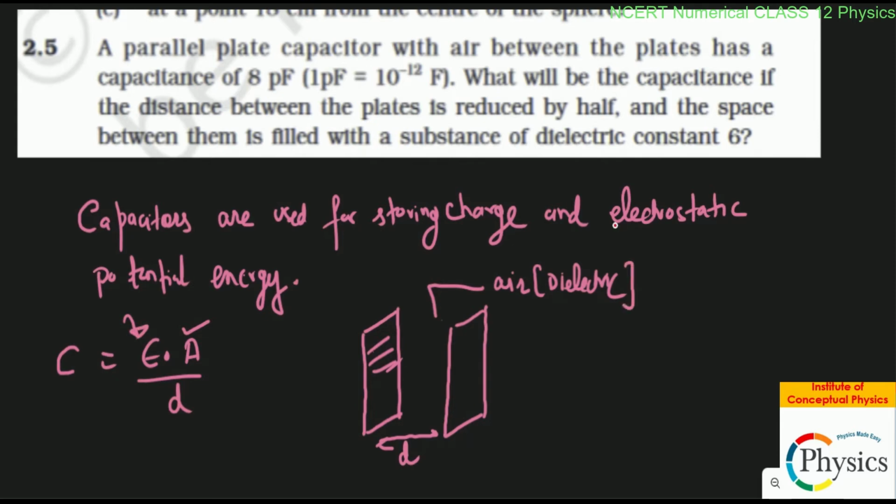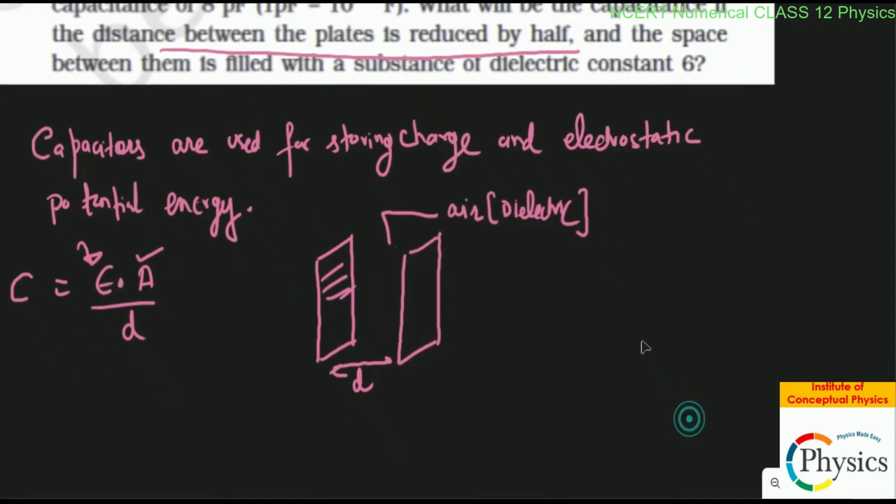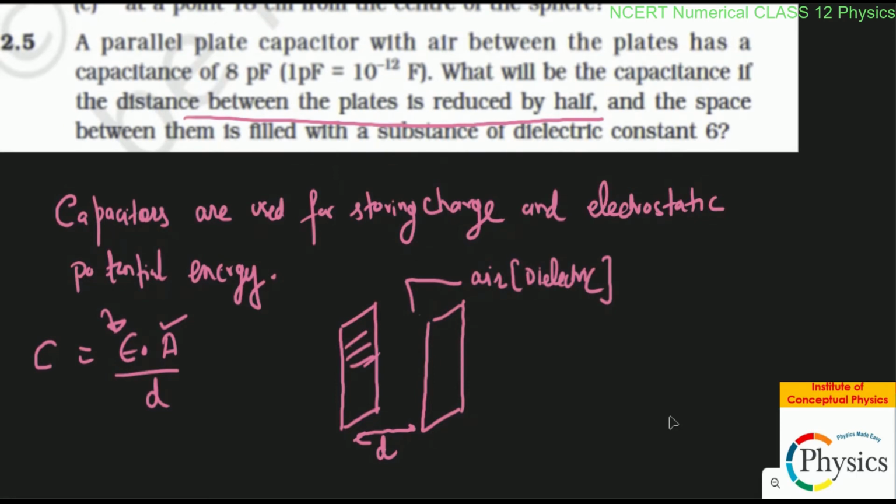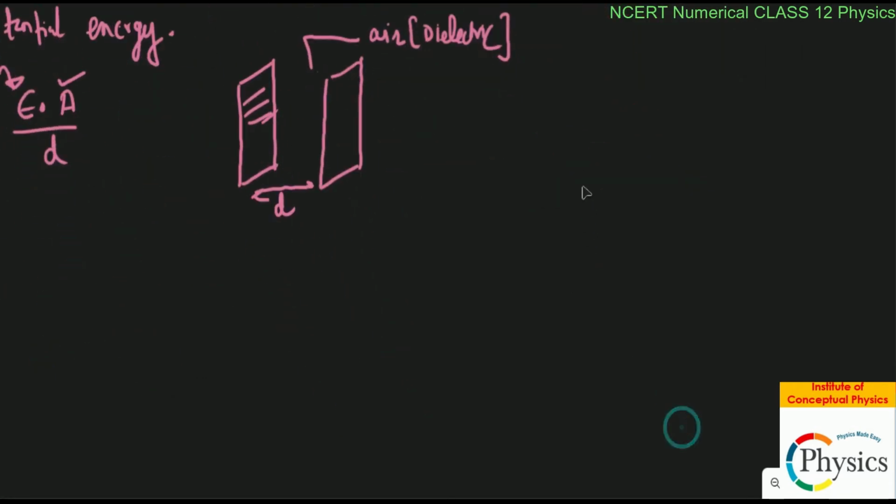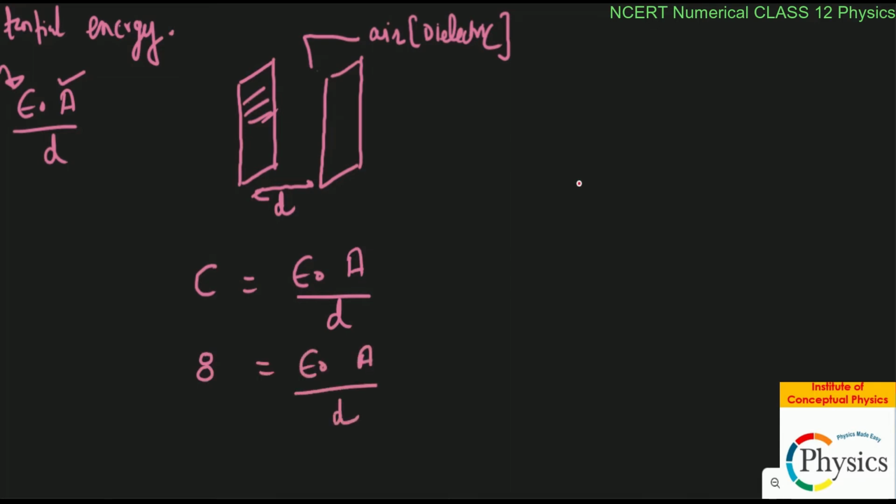The part one of the question is, what will be the capacitance if the distance between the plates is reduced by half? So let's write this, that the D has been reduced to half. The initial capacitance is 8 picofarads, right? This is what you can see. Now let's put the value. The capacitance is given by epsilon naught A by D, which means 8 picofarad is given by epsilon naught A by D. Question is, if the distance between them is reduced by half, what is the new value?